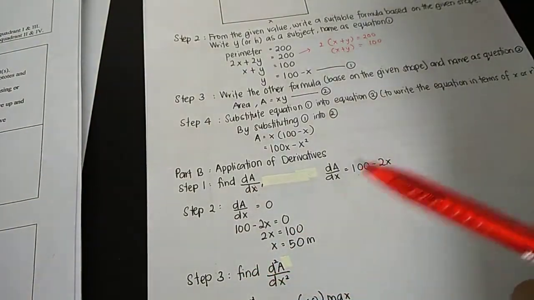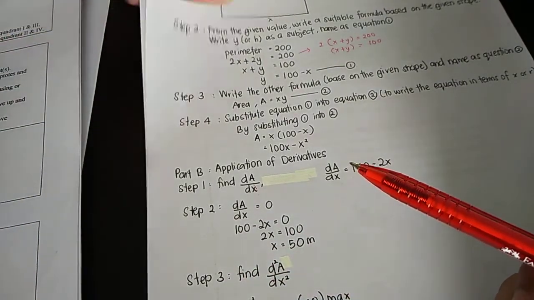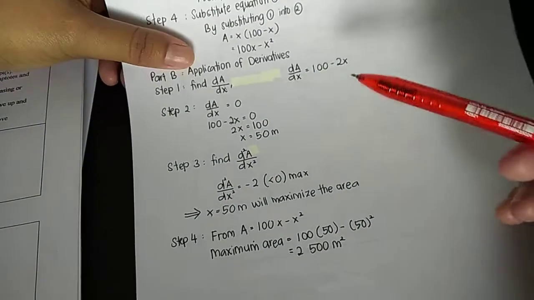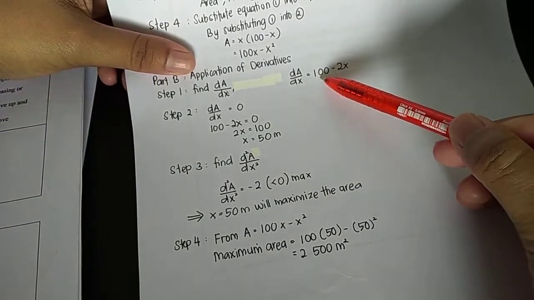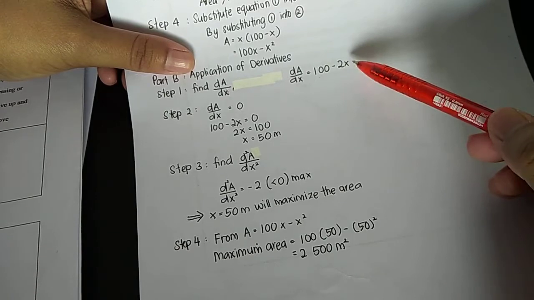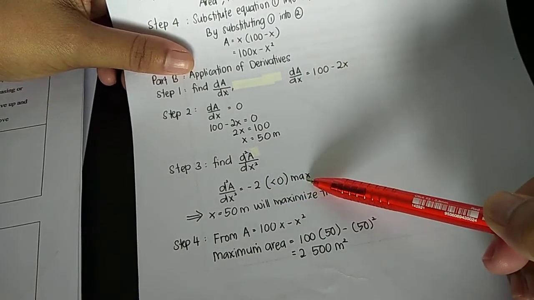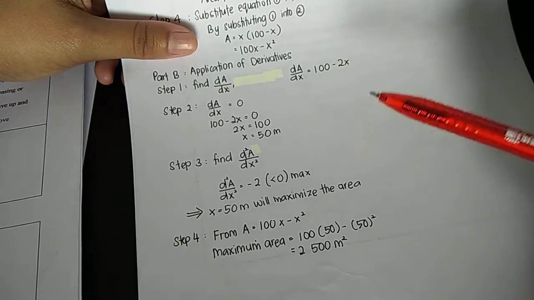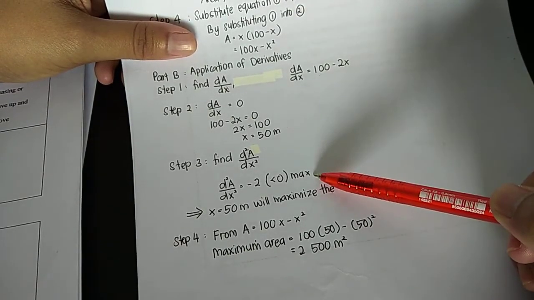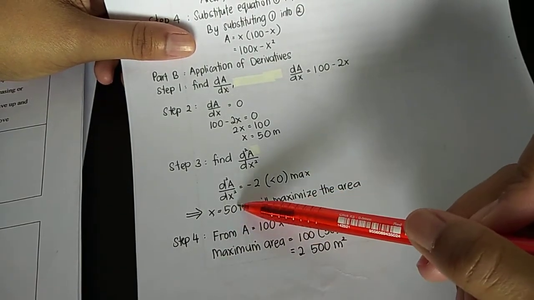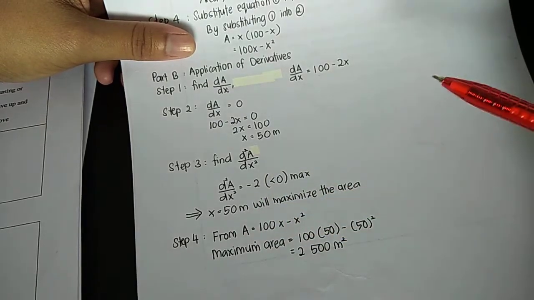And then step 3, so identify second derivative. So untuk second derivative, differentiate lagi sekali. So 100 differentiate dapat 0 lah. Negative 2X differentiate dapat negative 2, which is less than 0. So dia maksimum. Betul lah soalan minta find the maximum problem. So betul lah apa yang awak dapat kat sini. So X equal to 50 meter will maximize the area.